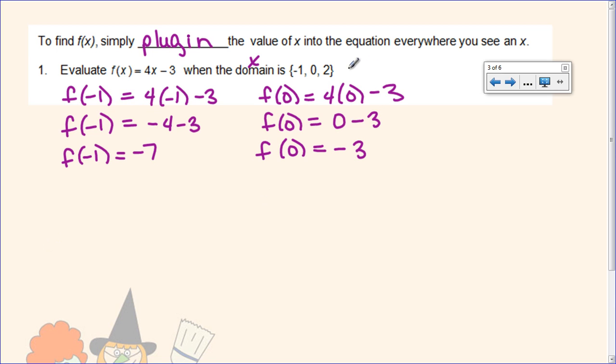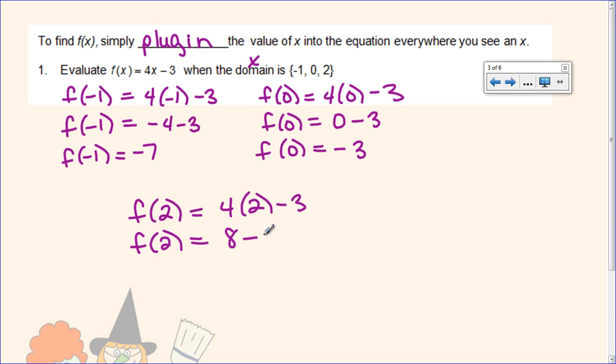One last time, I know that x is 2. This time I want to find f of 2 because now x equals 2. So I'm going to replace all of my x's with a 2. And then I'm just going to calculate what that equals. Well, 4 times 2 is 8. And 8 minus 3 is 5. So the function value at 2 is 5.